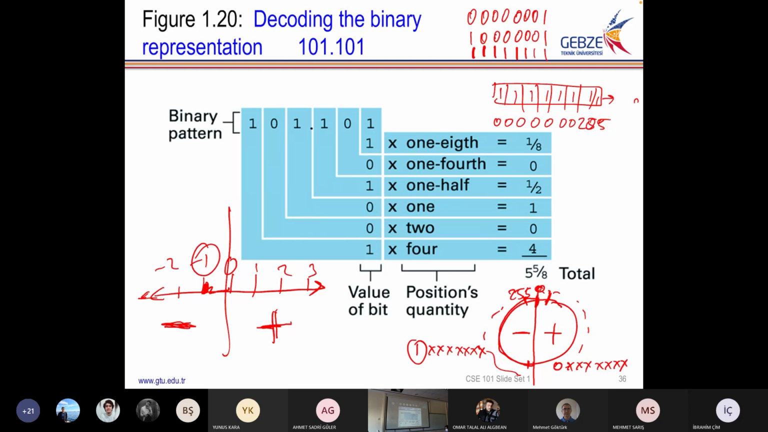The idea is invert everything and add 1 in order to find negative of a number. For example, in order to find negative of 0, 0, 0, 0, 0, 0, 0, 1, invert everything: 1, 1, 1, 1, 1, 1, 1, 0, and add 1. The net result will be 1, 1, 1, 1, 1, 1, 1, 1. And obviously, it is 255. Just before 0.